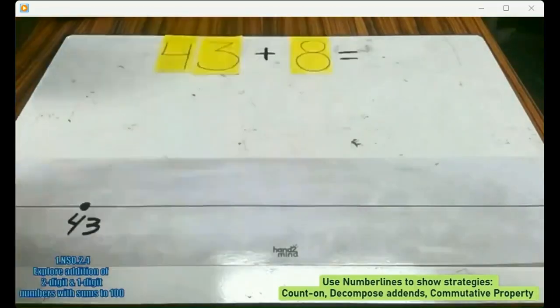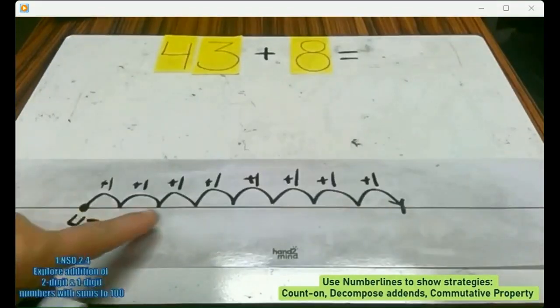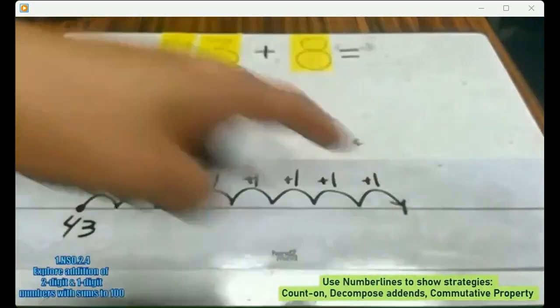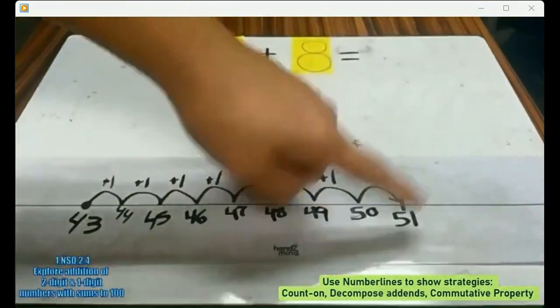This strategy focuses on the use of a number line. Remember that some students might need to start off counting by ones. This is the strategy of counting on.